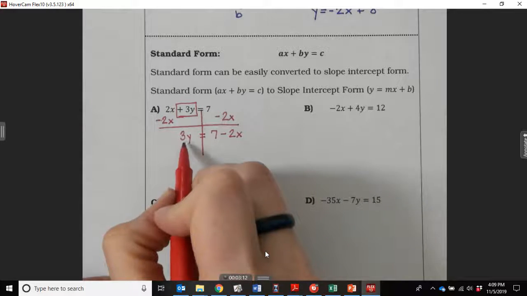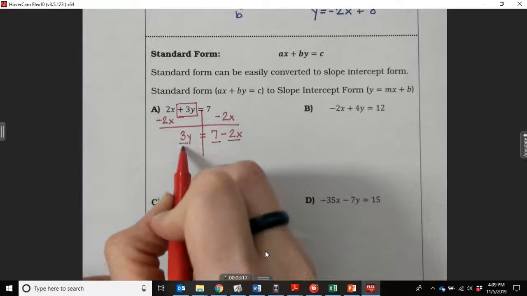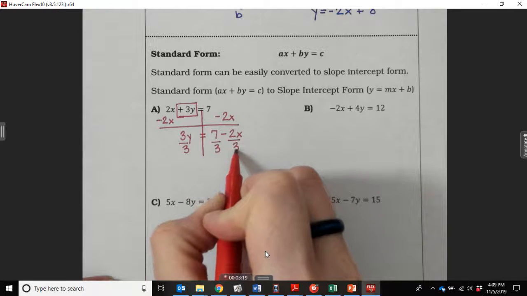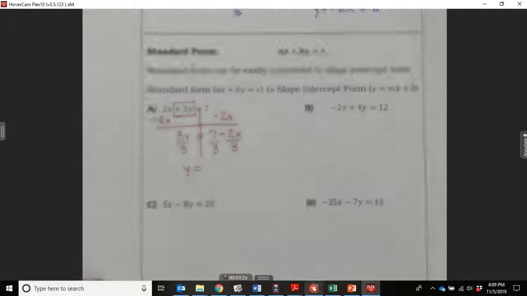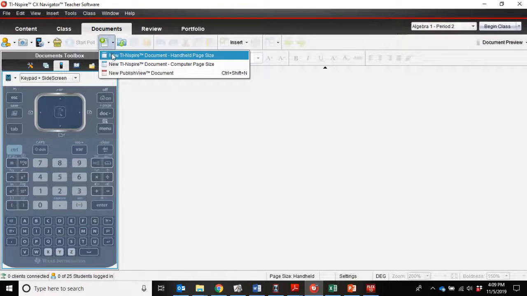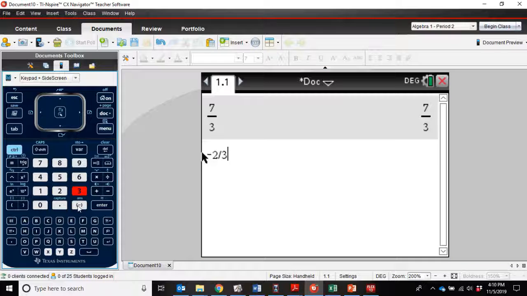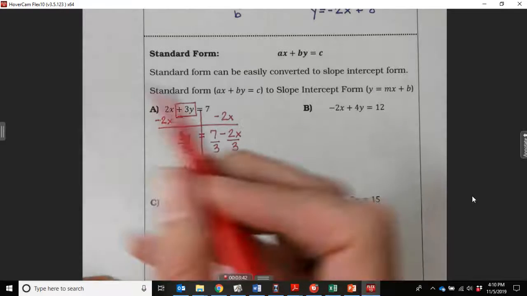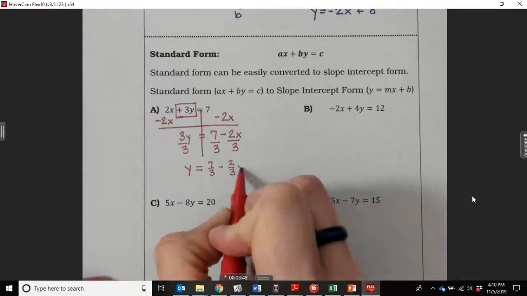And then the last step is to divide every term by the coefficient of y, by 3. So I'm going to divide every term by 3. And so then I get y equals, and if you type in your calculator, 7 divided by 3, so I'm going to go to a calculator page, 7 divided by 3, it doesn't change. And if I type in -2 divided by 3, it also doesn't change. So that's my answer. y equals 7/3 minus 2/3 x.